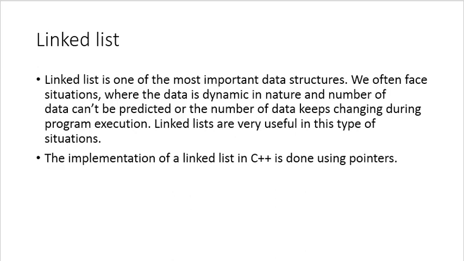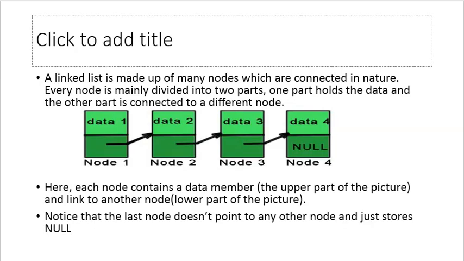The implementation of a linked list in C++ is done using pointers. So you have to use pointers to implement the linear linked list. A linked list is made up of many nodes which are connected in nature. All the nodes are connected.